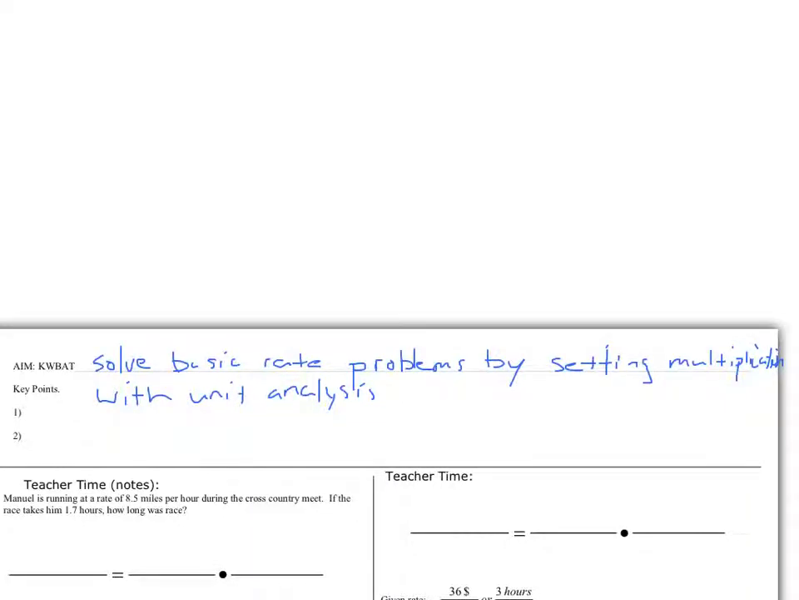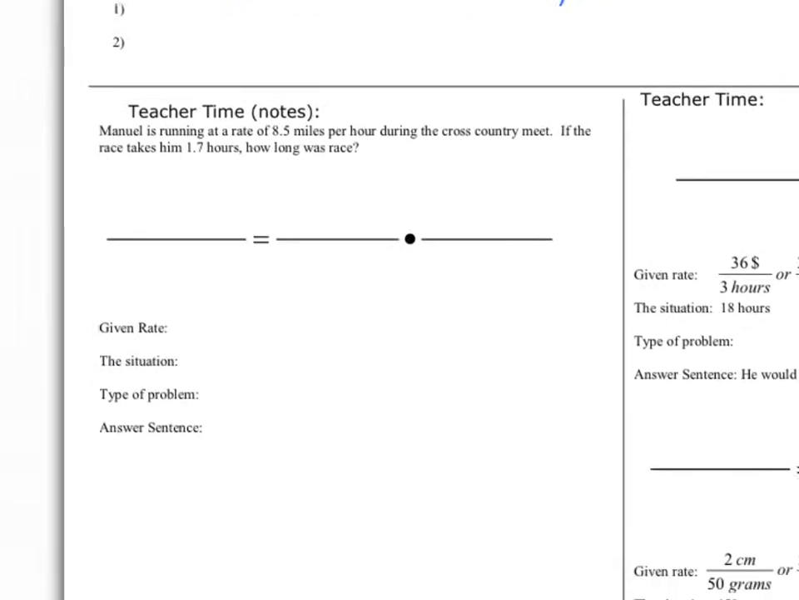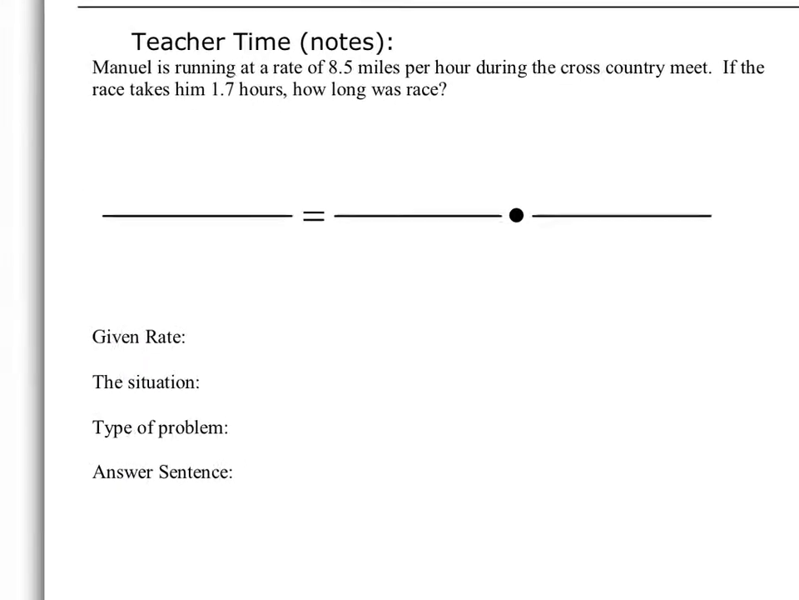We're going to be solving basic rate problems by setting up multiplications with unit analysis. And there's a lot going on there. That seems like there's a lot of things that maybe seem a little bit far-fetched and unknown, but we're going to talk about what is really going on here. All right, so we start with a basic problem like this.